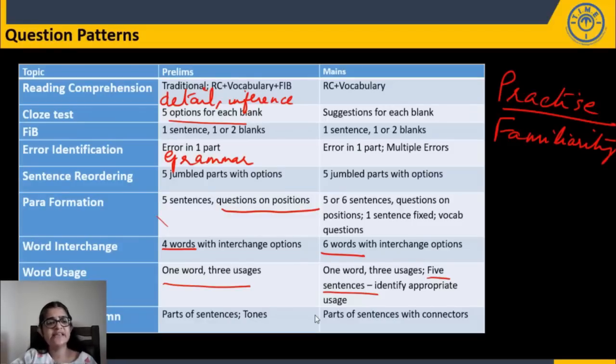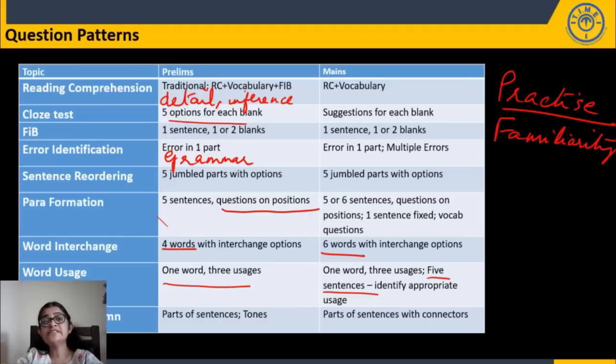And then there is the famous match the column question type, which typically appears in the prelims exam but also in mains now and then. So you are given 2 columns typically, where you have parts of sentences and you have to match them. So when you match the 2 parts, you get a complete sentence. We have also seen some match the following question types where a sentence is given and then the tone is given in the second column. So each sentence you have to match with the right tone.